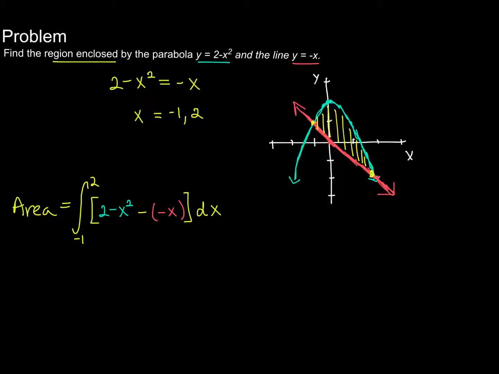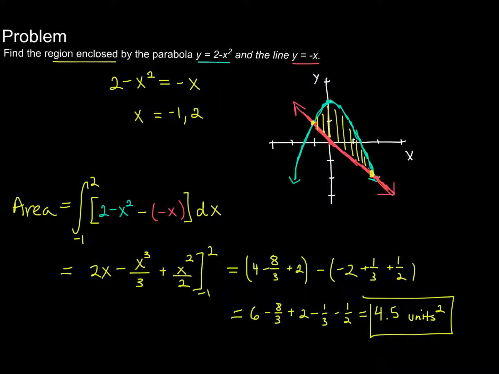So now feel free to integrate this. Do it by hand, just to get some practice. This one can be done, and you can check your work using your calculator, and then we'll take a look at the solution. And in doing so, the solution that you arrive at is 4.5 units squared, and here's the work that went along with it.